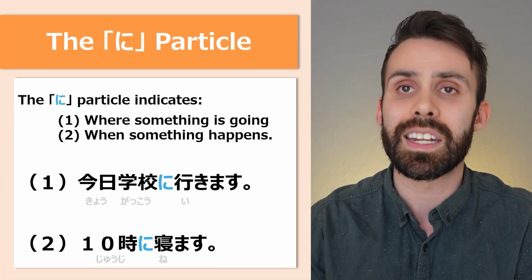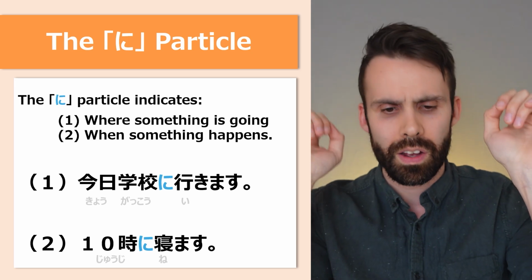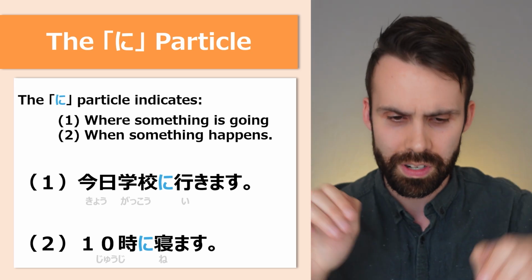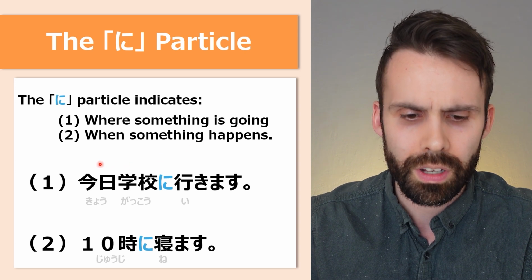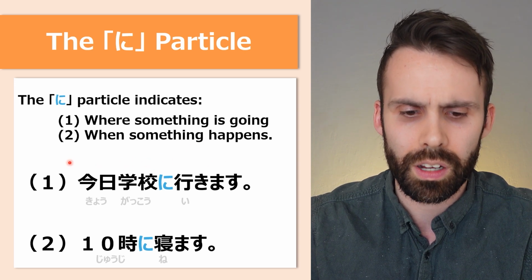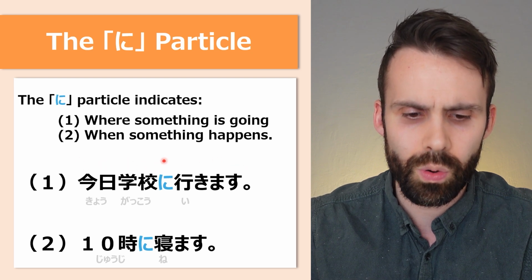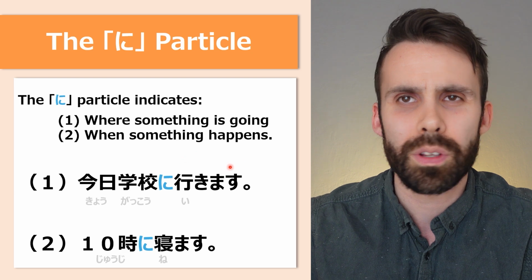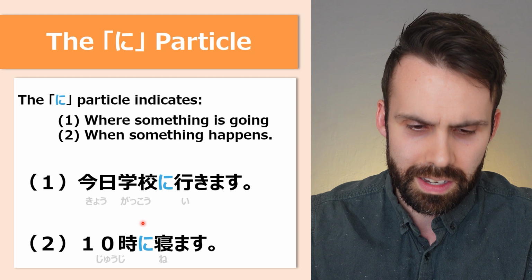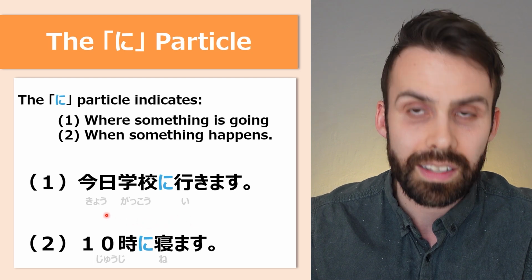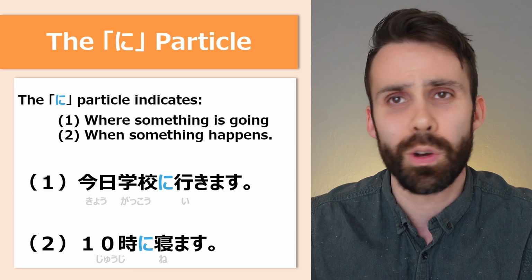Next, we have ni, the ni particle. And ni indicates where something is going or when something happens. So for example, if you're going to school today, we can say 今日学校に行きます。So today, 学校に行きます。To the school, go. But not in a naughty way. And then we have 10時に寝ます。So go to sleep at 10. So go to sleep early, no time for naughty stuff.